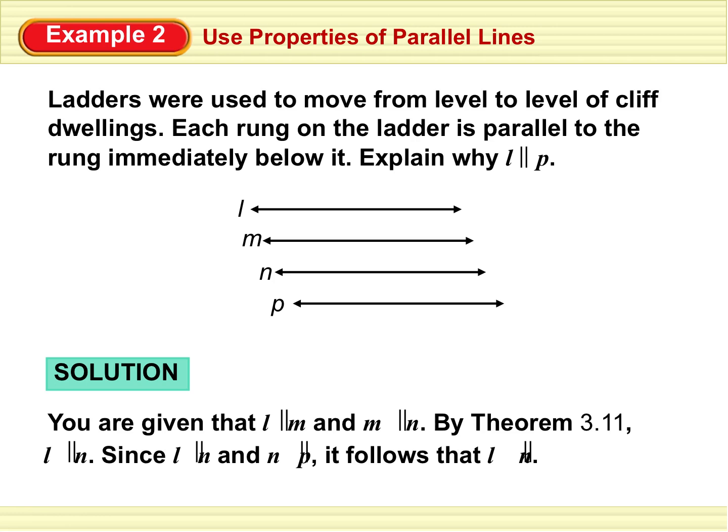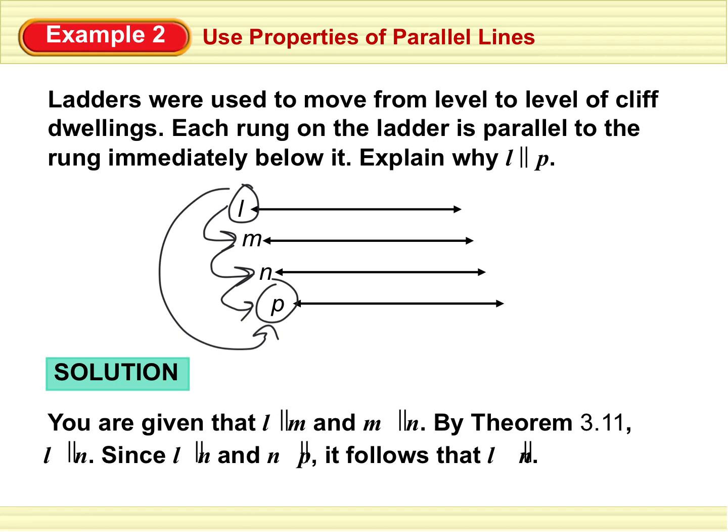It says ladders were used to move from level to level of cliff dwellings. Each rung on the ladder is parallel to the rung immediately below it. Explain why L is parallel to P. So what the problem's saying is that L is parallel to M is parallel to N, and N is parallel to P. So how can we say that L and P are parallel to each other?